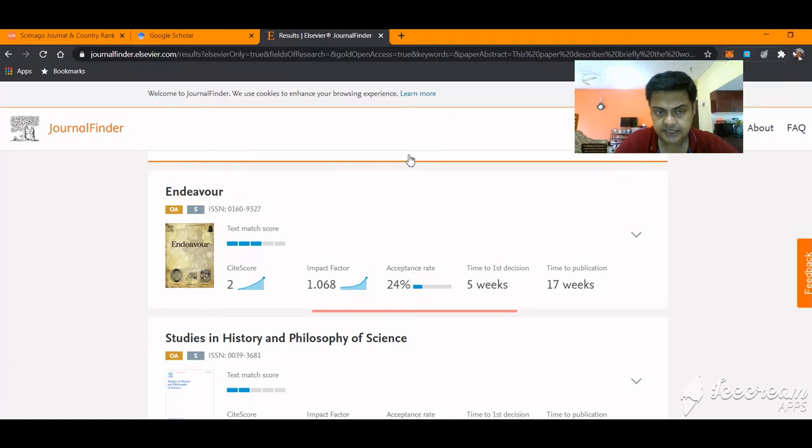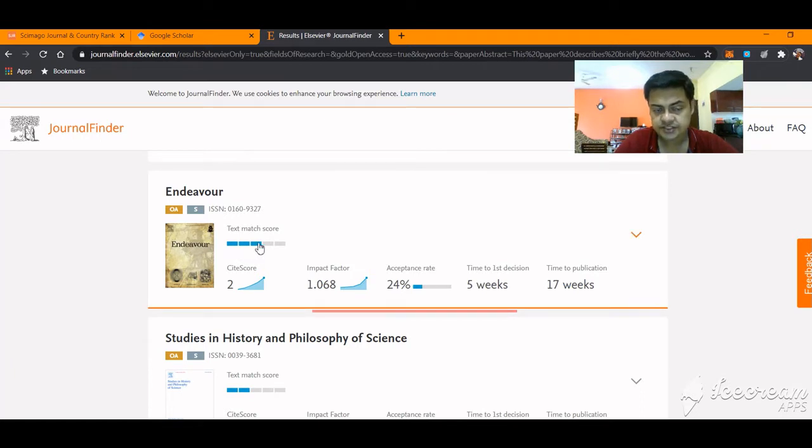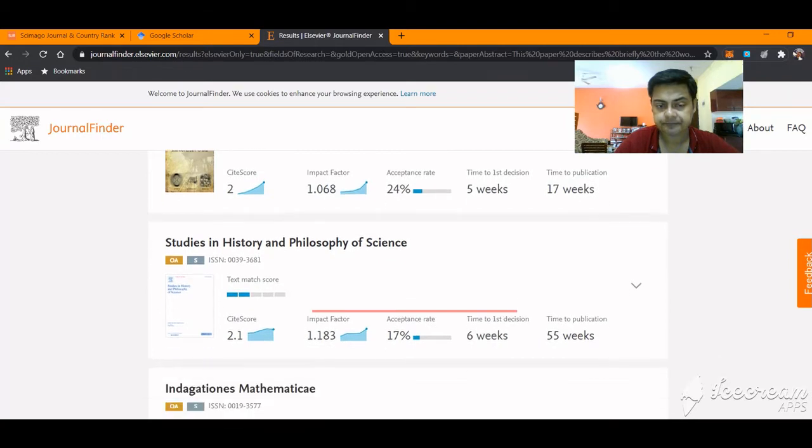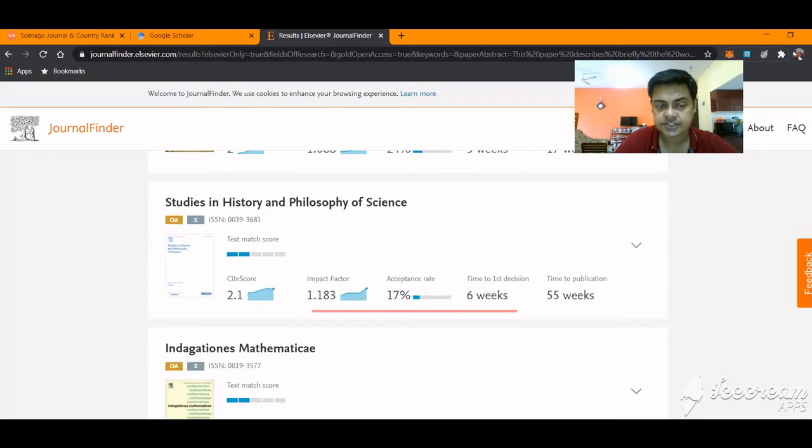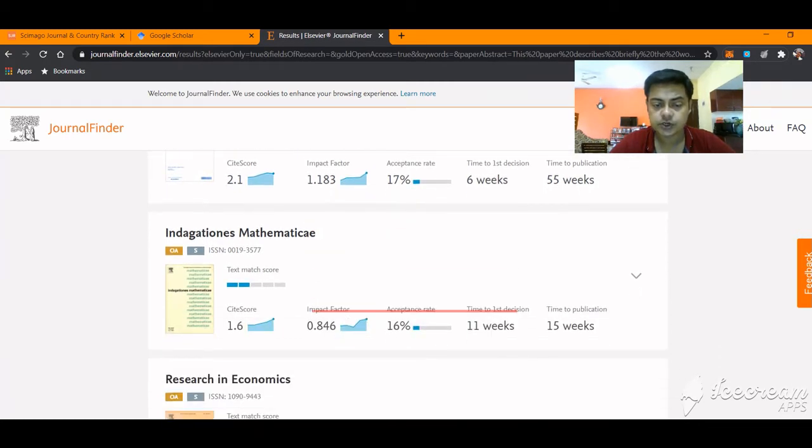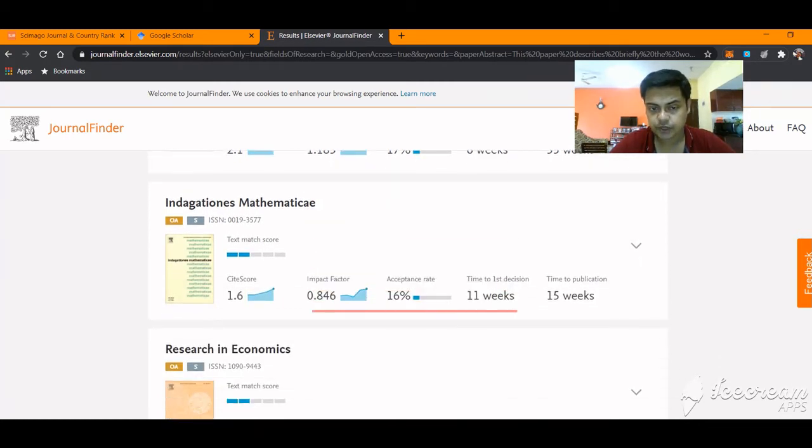Also, you have to see this text match score. This is like 5 out of 3 kind of text match score. How is the text match score here? Very important point that you can see. Then further, Studies in History and Philosophy of Science, 17% acceptance rate, 1.18, 6 weeks. It's a bit quicker than the previous one, but again the impact factor is low. Here we are observing something.